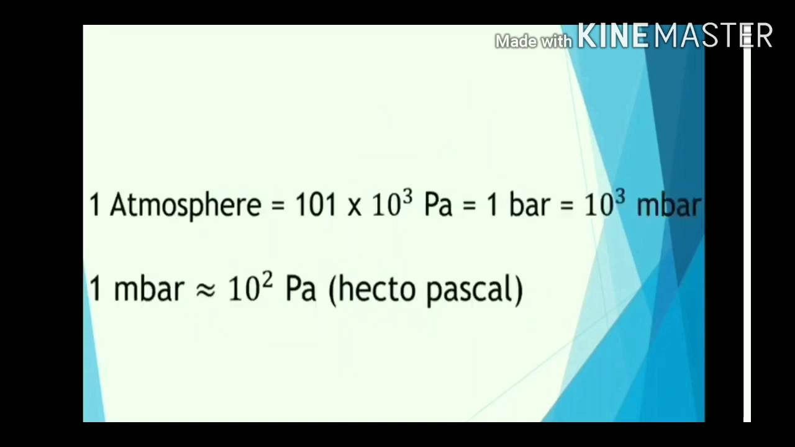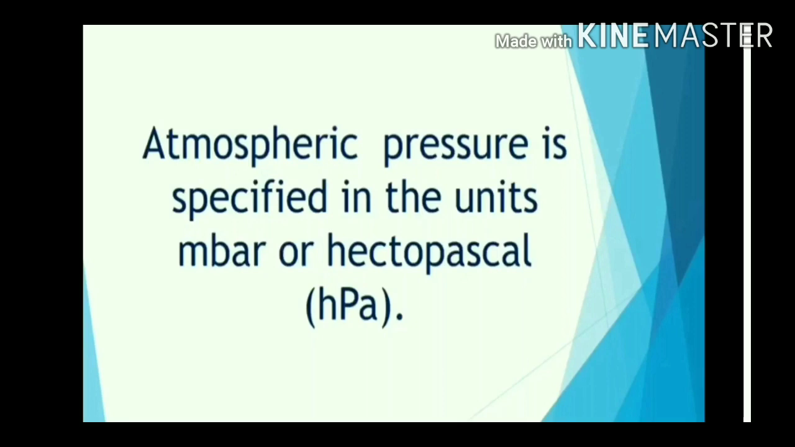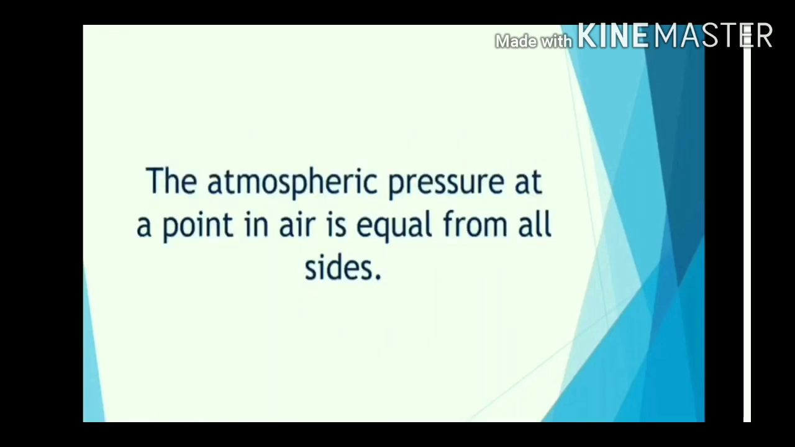1 atmosphere is equal to 101 into 10 raised to 3 Pa, which is equal to 1 bar, which is equal to 10 raised to 3 millibar. 1 millibar is equivalent to 10 raised to 2 Pa, or hectopascal. Atmospheric pressure is specified in the units millibar or hectopascal. The atmospheric pressure at a point in air is equal from all sides.